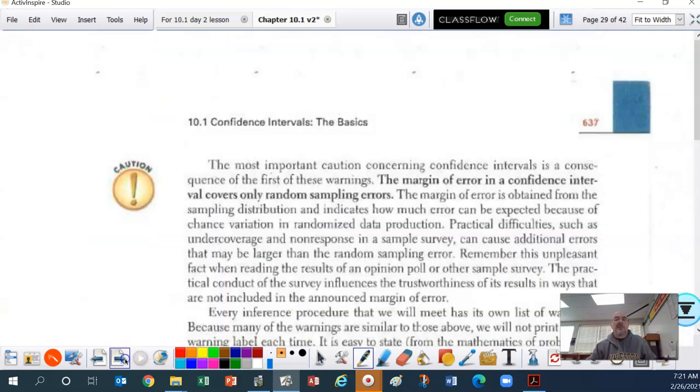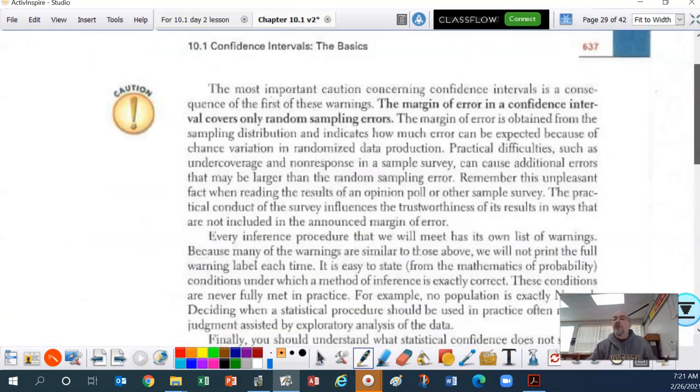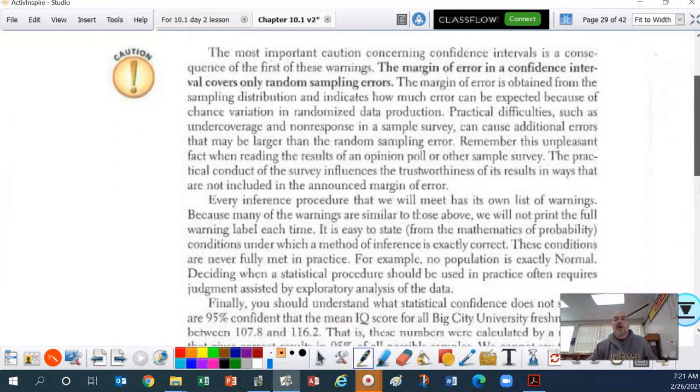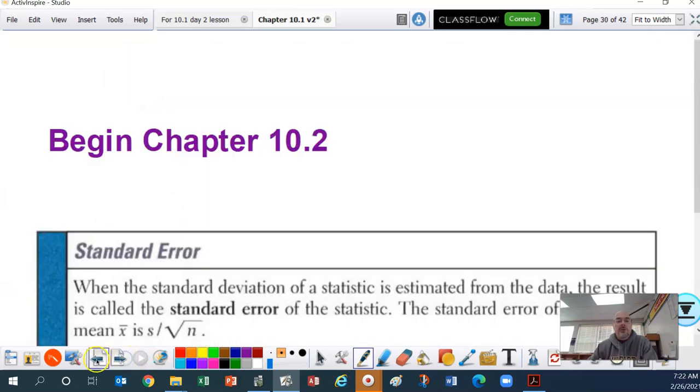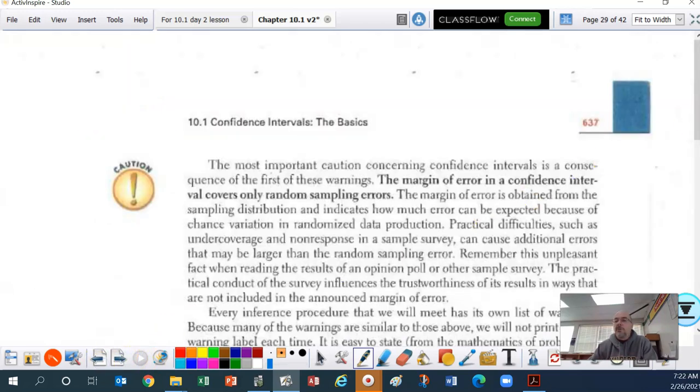I believe that is it because the next page, nope, one more caution. Yep, one more caution here. The margin of error in a confidence interval covers only random sampling errors. Ooh, that's a big one. It does not cover any other type of errors. All right. So again, those are in your book. Yep, that's the next chapter, so I'm not going to go there.